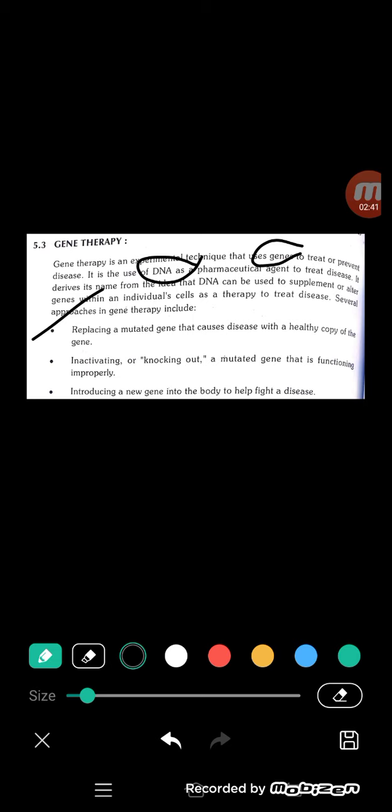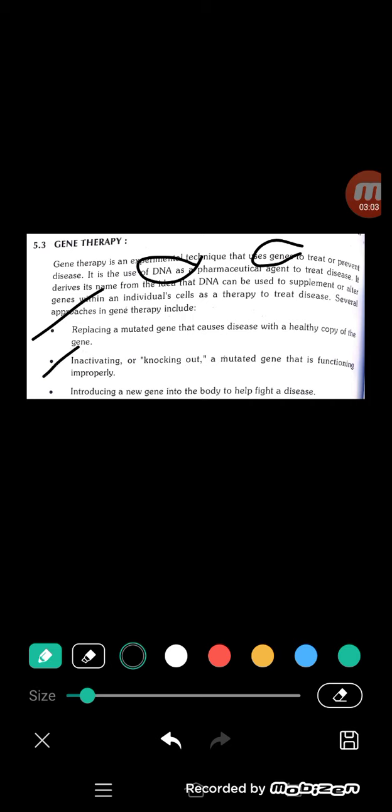The next one is inactivating or knocking out a mutated gene that is functioning improperly. The genes that are working improperly, the knocked-out or inactivated genes, are eliminated from our body and replaced with gene therapy.